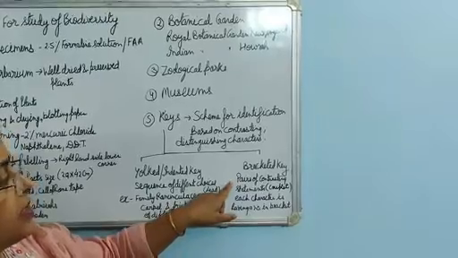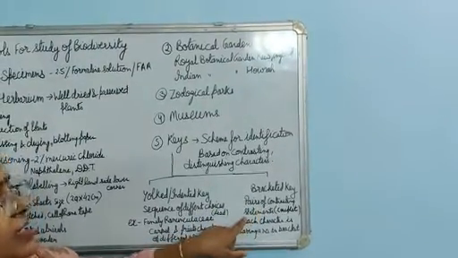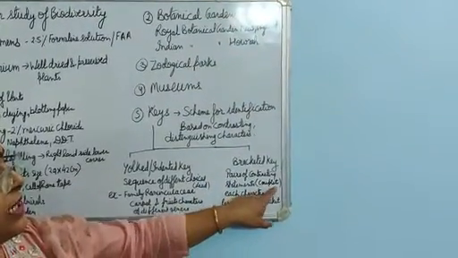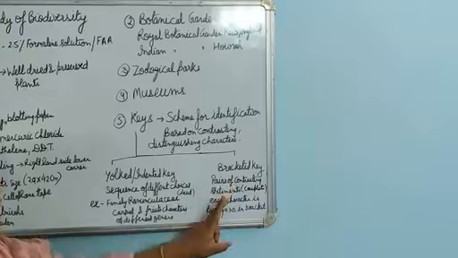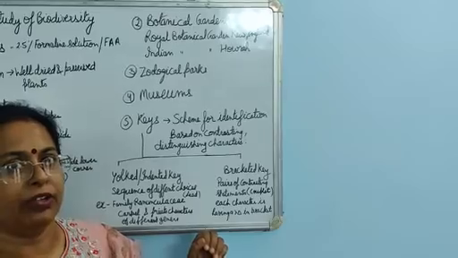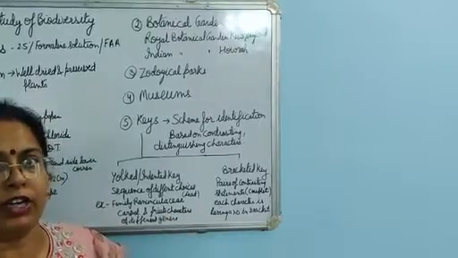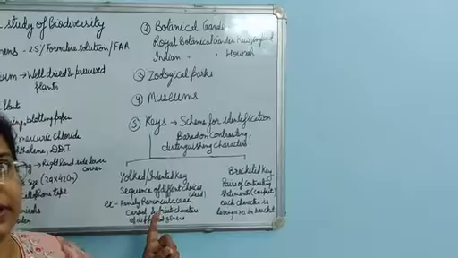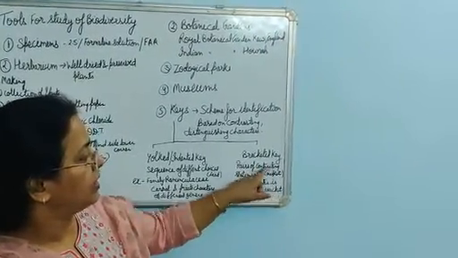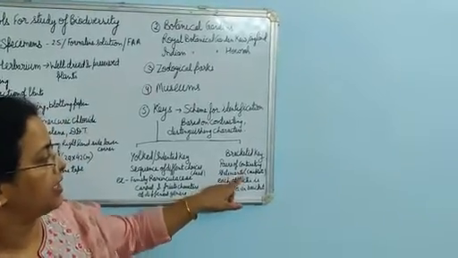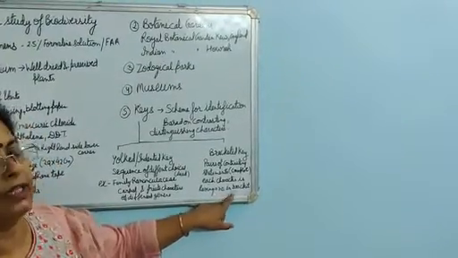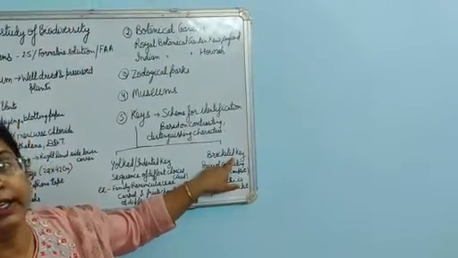In bracketed keys, there is a pair of contrasting statements. The two statements are known as a couplet. For example, if we are going to identify a cat, is hair present on the body or not? Yes or no? Externally present or not present? So these are the two contrasting statements, a pair of contrasting statements, that is called a couplet. And each character has a number in brackets. That's why it is called a bracketed key.